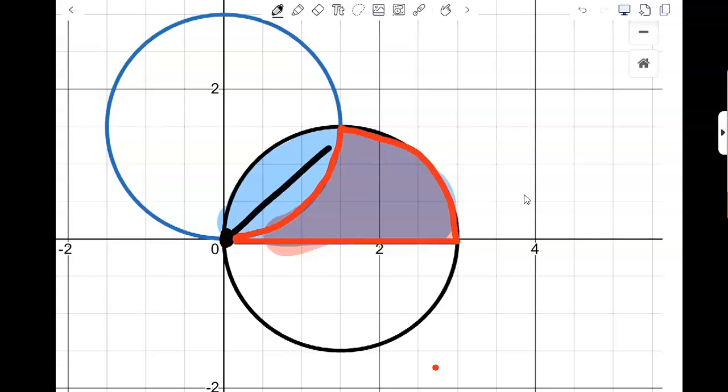Right, pi over 4, that's where it's going to stop. That's where we're going to be stopping. And again, what we are finding is the difference between the area of the outer circle here, which is just the circle, minus this inner piece here.